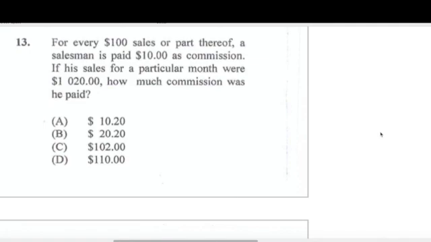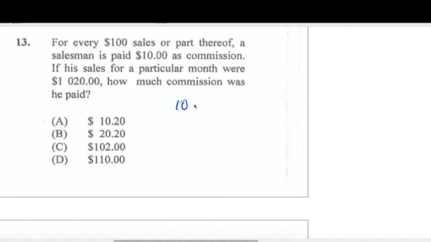For every $100 sales or part thereof. All right, question number 13. For every $100 sales or part thereof, a salesman is paid $10 as commission. If his sales for a particular month are $1,020, how much commission was he paid?